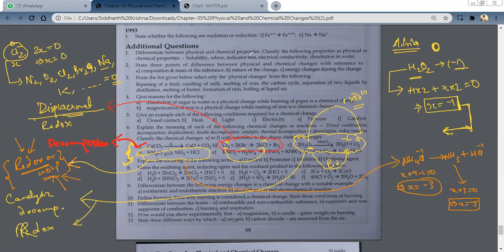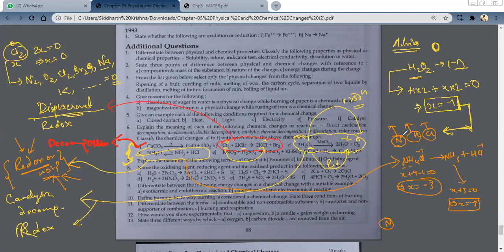Sir, what is the charge on NH4? See, charge is calculated on each and every element, right? So we don't calculate the charge on NH4 or the charge on HCl. We look element-wise. So three elements are there: nitrogen, hydrogen, and chlorine. So each of these elements you have to analyze. What is the charge on nitrogen on this side and this side? What is the charge on hydrogen on this side and this side? What is the charge on chlorine on this side and this side?